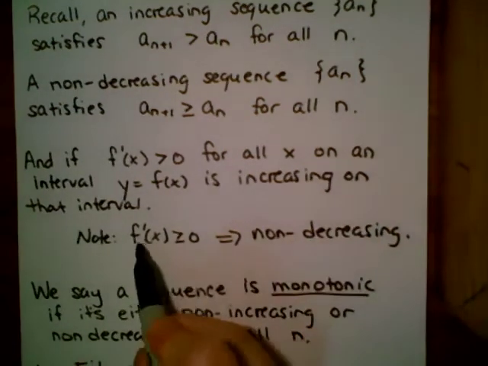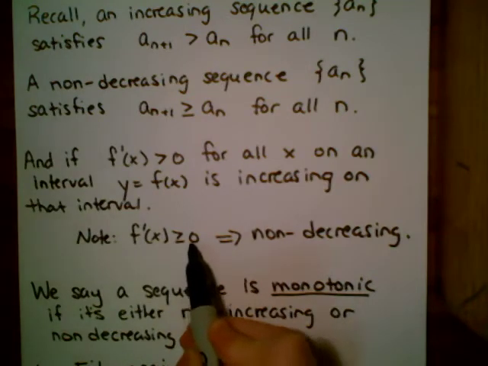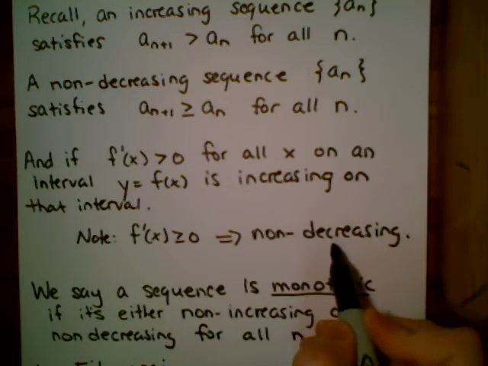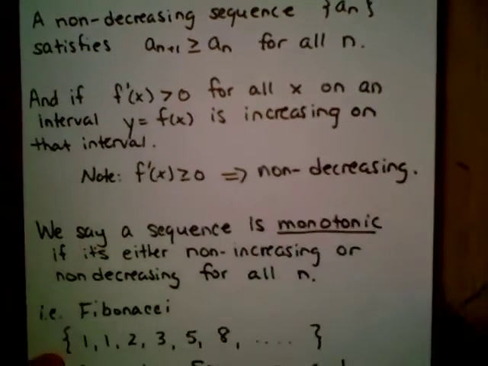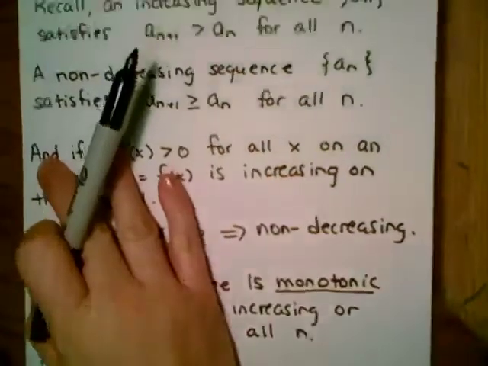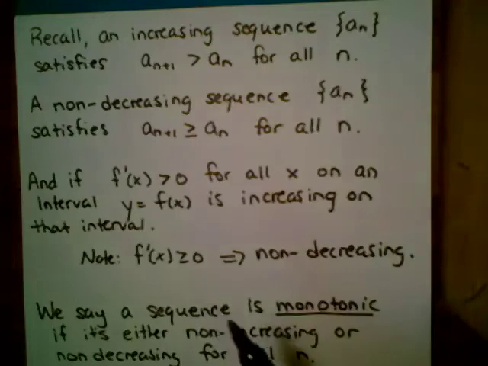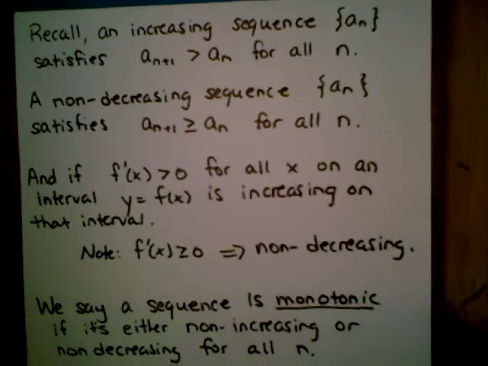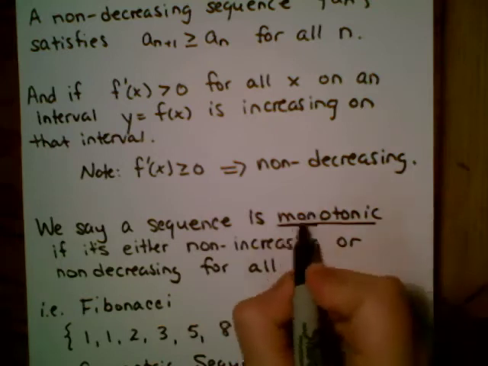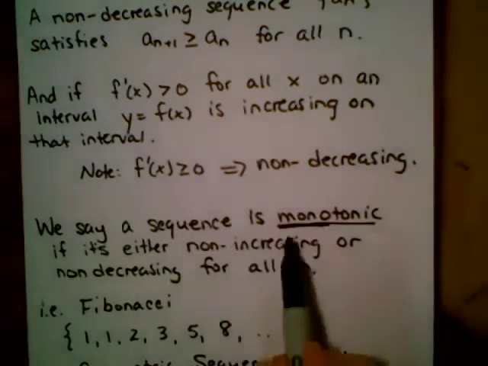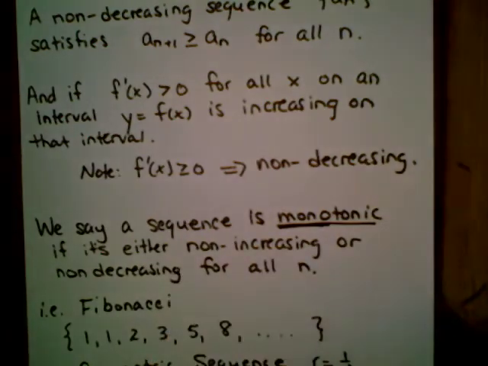Or, a little less restrictive, if we showed that f prime of x was greater than or maybe equal to 0 on an interval, then the function f was non-decreasing, because it could be constant or have a turning point in some places. Okay. The vocabulary words decreasing and non-increasing are defined similarly, and we would say that a sequence is monotonic, mono meaning one, having one property, if it's either non-increasing or non-decreasing for all n.